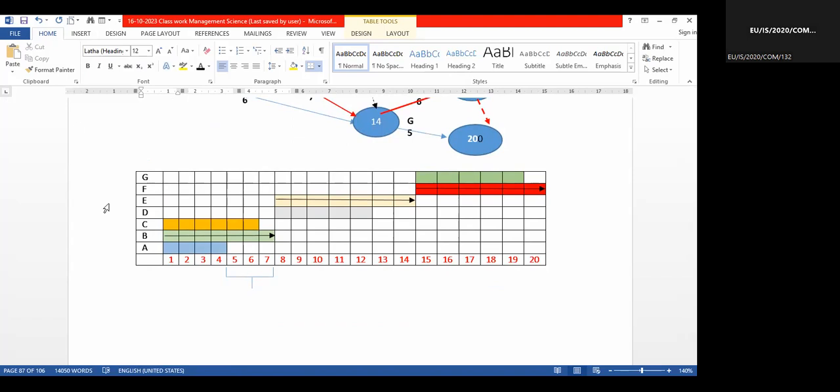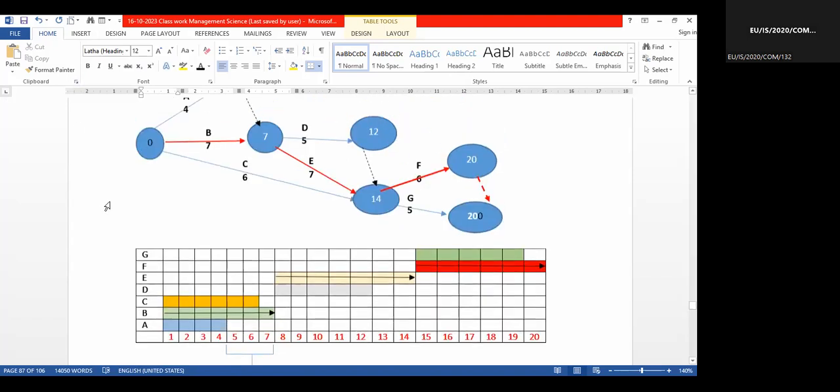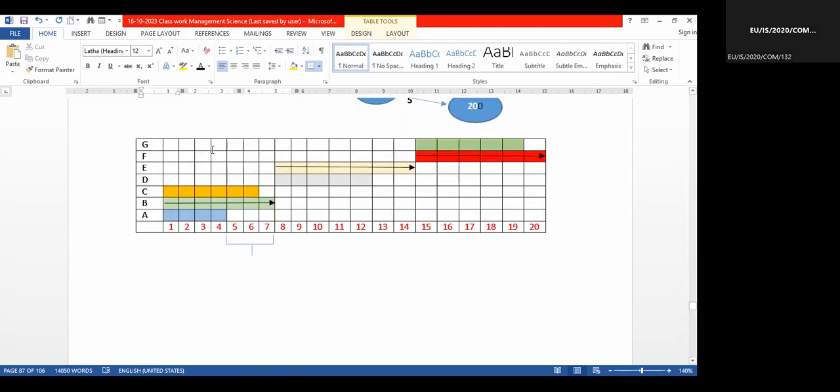You can easily identify all these things. So by doing this, we can see how many days we can delay for non-critical activities. If your critical activity is delayed, then the project duration will be expanded. 20 becomes 21 or 22 like that.